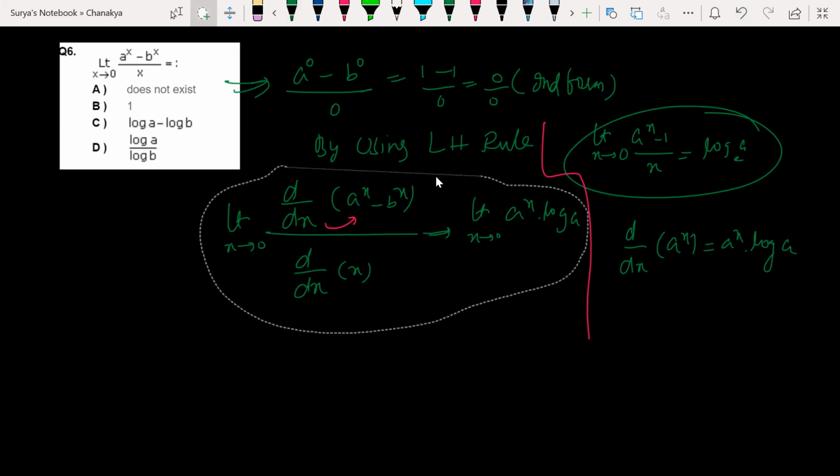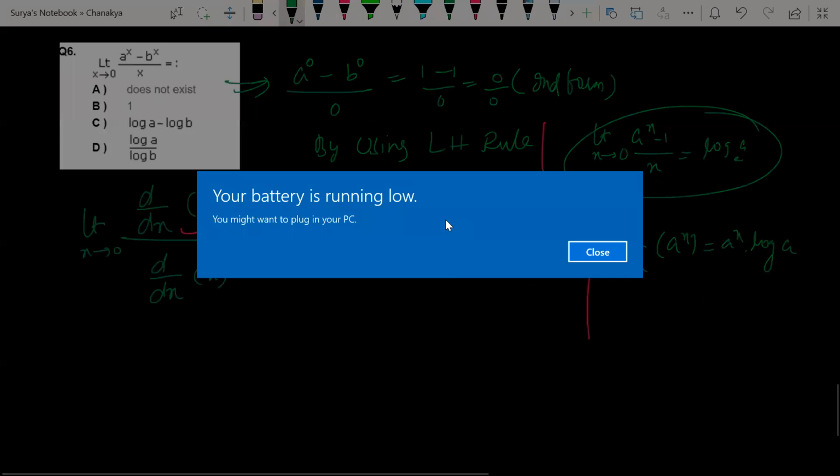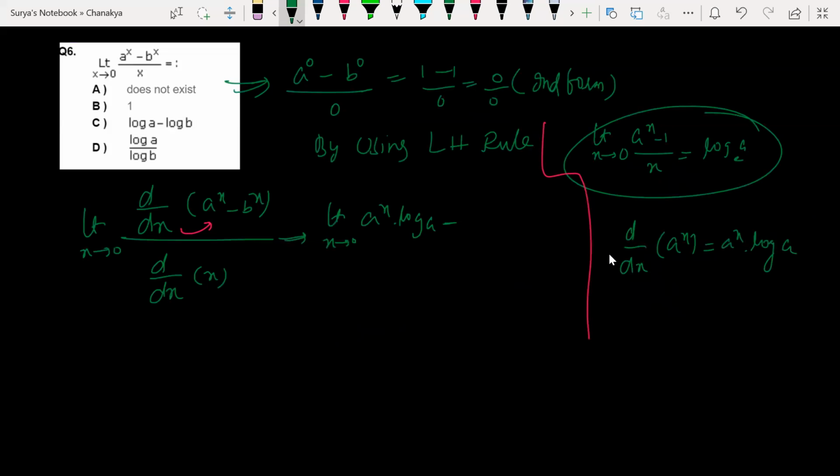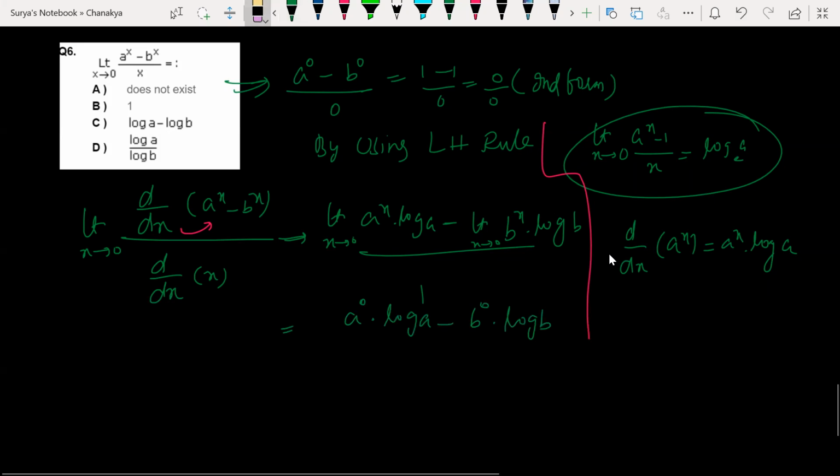If there is not enough space here, 1 second. Minus d by dx of b power of x is what? Similarly limit extends to 0 for this one as well. So b power of x into log b divided by d by dx of x, which is 1. So what do you get here? x tends to 0, so substitute. a to the power of 0 into log a minus b to the power of 0 into log b. Here a power of 0 means 1, so 1 log a minus log b. Option C is correct. Any doubts?